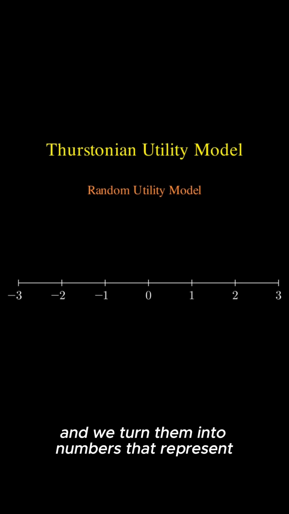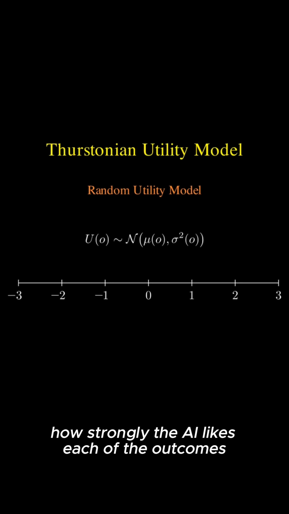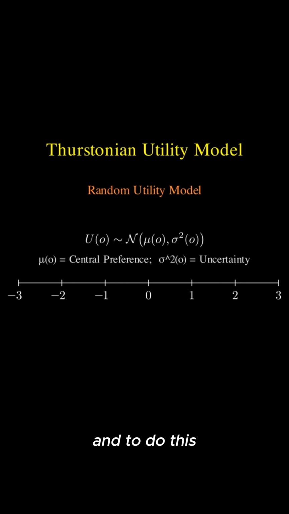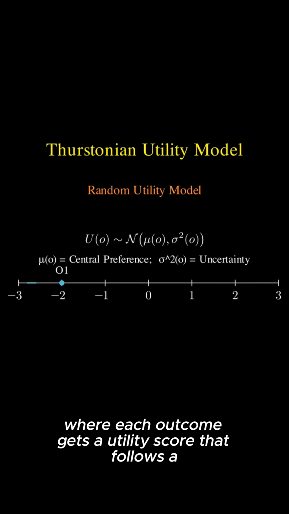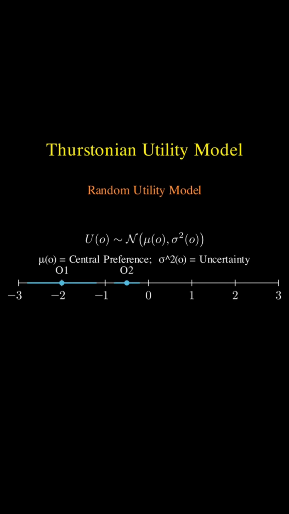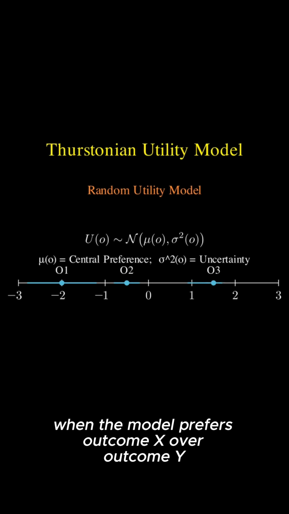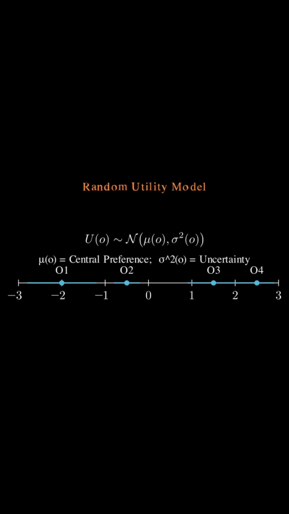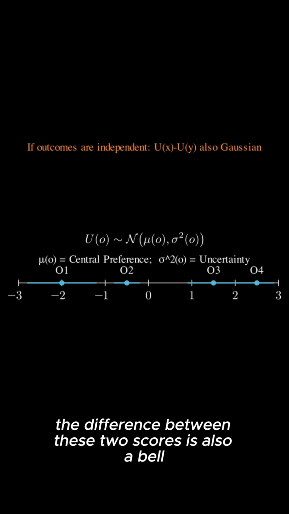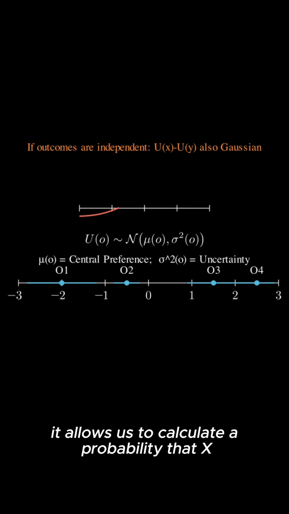So we take all the A or B choices that our AI model makes and we turn them into numbers that represent how strongly the AI likes each of the outcomes. To do this, we use something called a Thurstonian model, where each outcome gets a utility score that follows a normal distribution. When the model prefers outcome X over outcome Y, it means the utility score of X is greater than the utility score of Y. The difference between these two scores is also a bell curve, so it allows us to calculate a probability that X actually does beat Y.